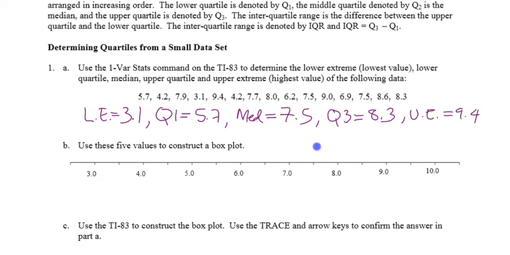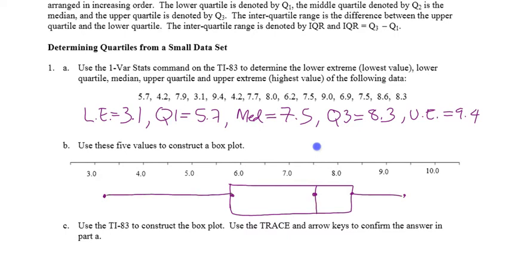Okay, these are the 5 values we need in order to construct a box plot, right? So we plot these 5 values: 3.1, 5.7, 7.5, 8.3, 9.4. We draw a box, put a line through the median, and draw whiskers out to the extremes. Okay, so we have a nice box and whisker plot.